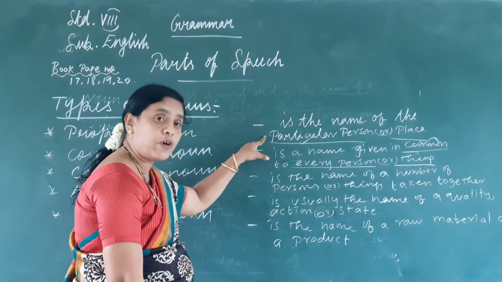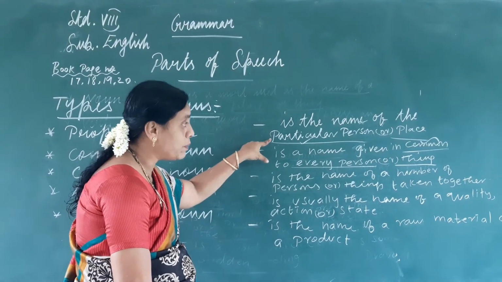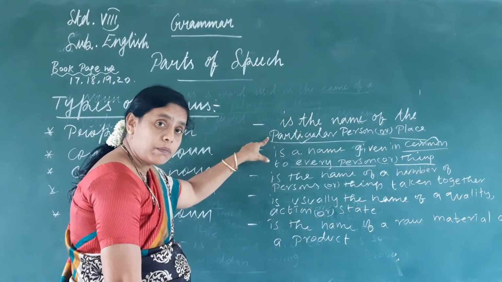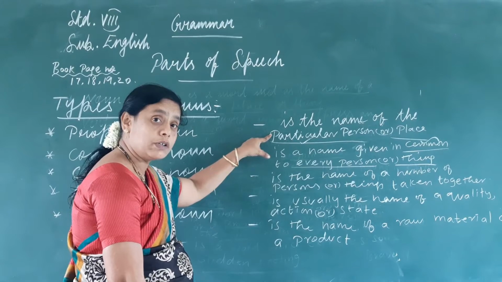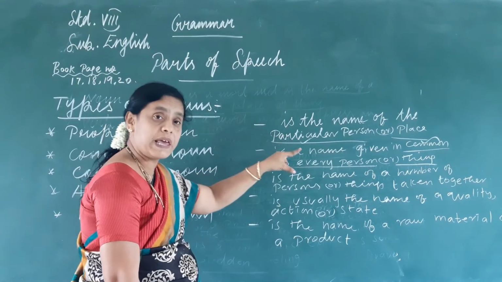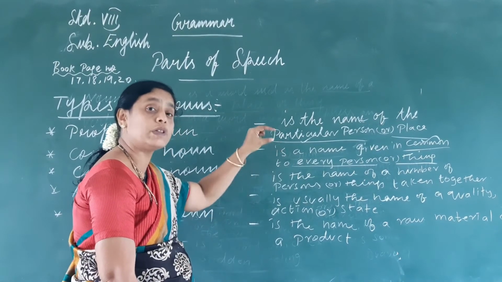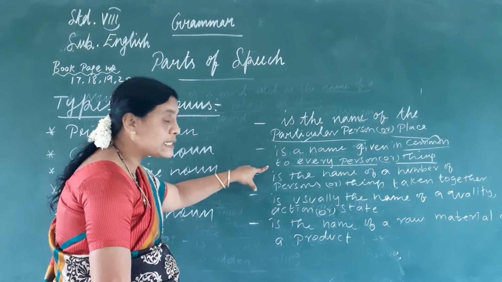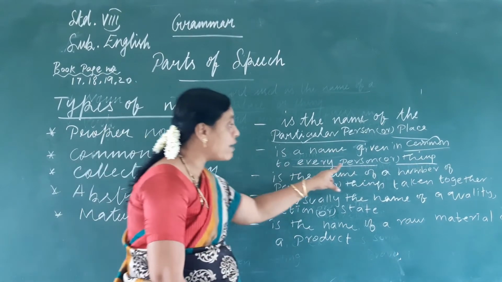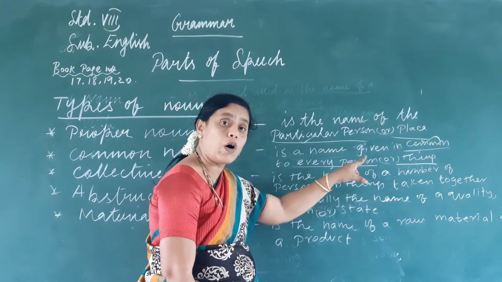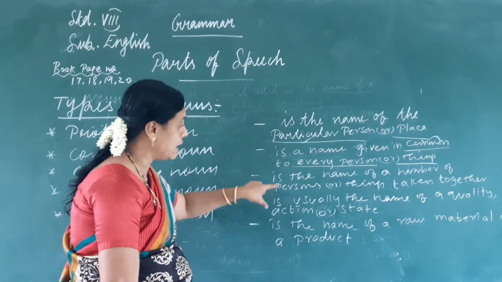For example, for a particular person: Ram, Rahim, Raj, like this. And the place also particular: Chennai, Uttangarai, like this. And now a common name, you see every person or thing: boy, girl, all this thing.